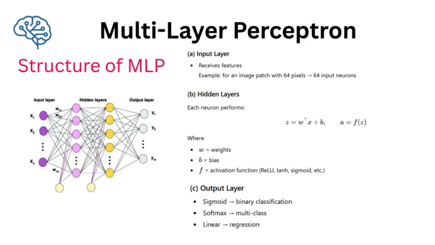Finally, we have the output layer. The activation function in the output layer depends on the task. Sigmoid for binary classification, softmax for multi-class classification, linear activation for regression problems. So the structure of MLP is flexible and adapts based on the problem we are solving.